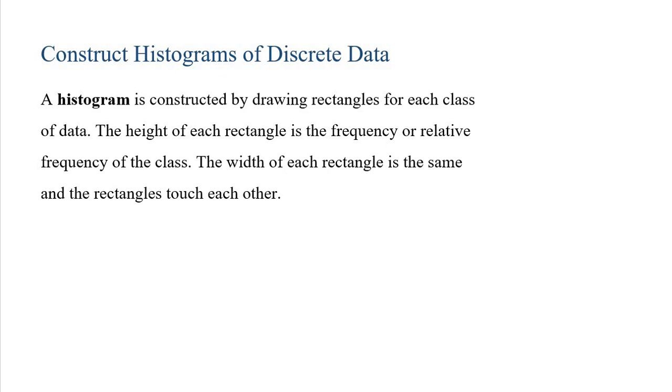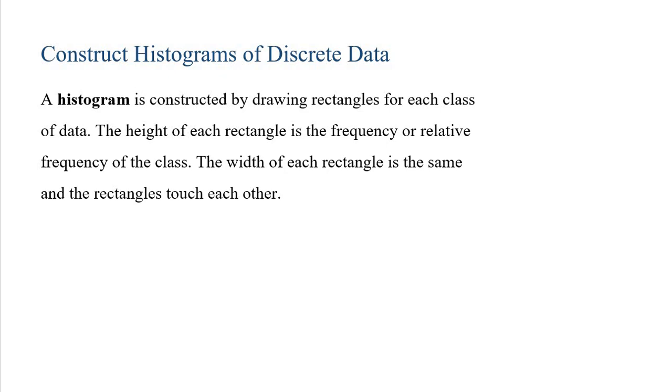The histogram is basically similar to the bar graph. The only difference is the rectangles or the bars touch one another. A histogram is constructed by drawing rectangles for each class of data. The height of each rectangle is the frequency or the relative frequency of the class. The width of each rectangle is the same, and the rectangles touch each other. So a histogram is basically the visual representation of quantitative data, and it's similar to the visual representation of qualitative data, which is the bar graph.